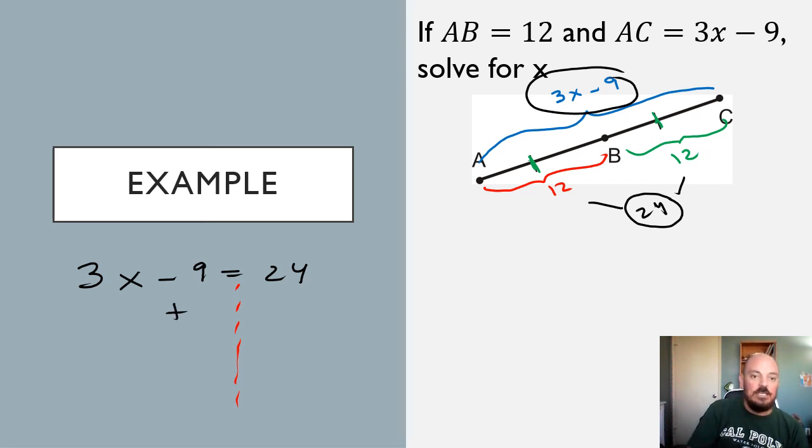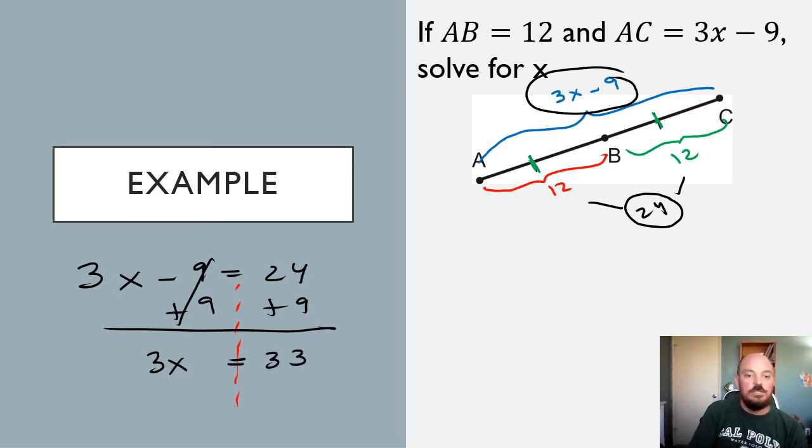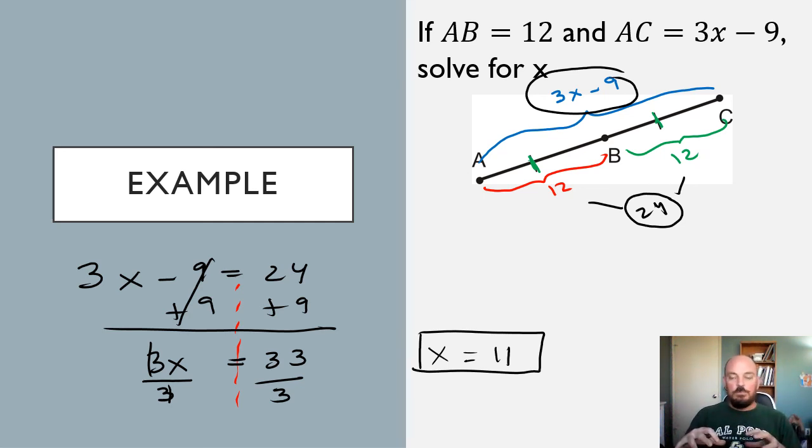So first thing I would do is add 9 to both sides, because I want to cancel that minus 9. Leaves the 3x. 24 plus 9 is 33. And then the second thing I do is I divide by 3. Cancels that 3. Final answer, x equals 33 divided by 3, 11. So again, step 1 is knowing the postulates and theorems and setting up the equation right. Knowing that because this one was 12, so is this one, so the whole thing is 24. And then realizing the whole thing was 3x minus 9. There's my equation.